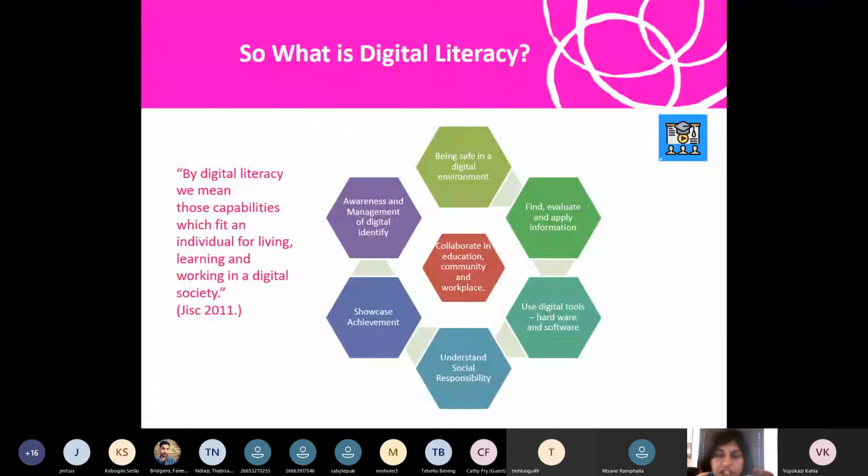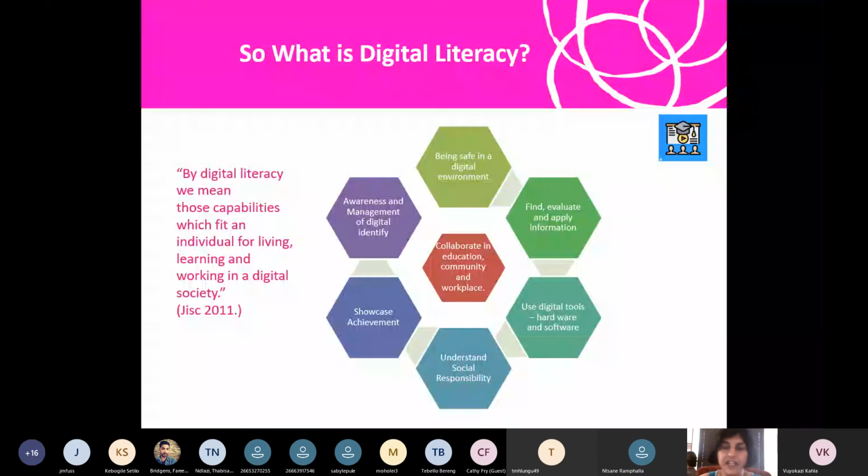When they are looking for information, what information is considered valid or credible? What information is considered to be grey literature? So they need to find, evaluate, and apply this information using the core skills. I spoke about social responsibility, the do's and don'ts, and how to showcase their achievement. For example, on the LinkedIn platform, a professional partnership platform, when they're doing projects, they can use digital platforms to showcase their achievement.